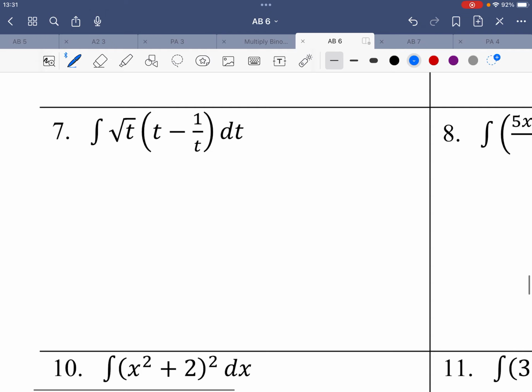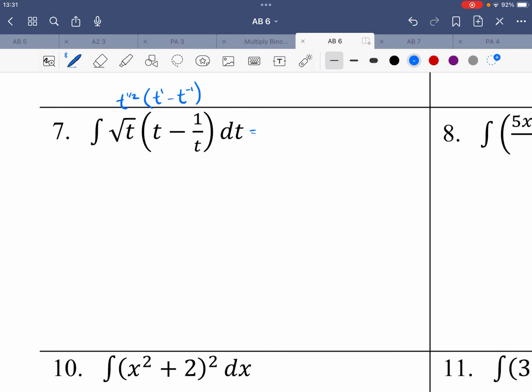Number 7, again, I see a product. We don't have a rule for the antiderivative of products. There's not a product rule, or we haven't learned it yet, so we're going to multiply that and use properties of exponents. This is t to the 1/2 times t to the 1 minus t to the negative 1.